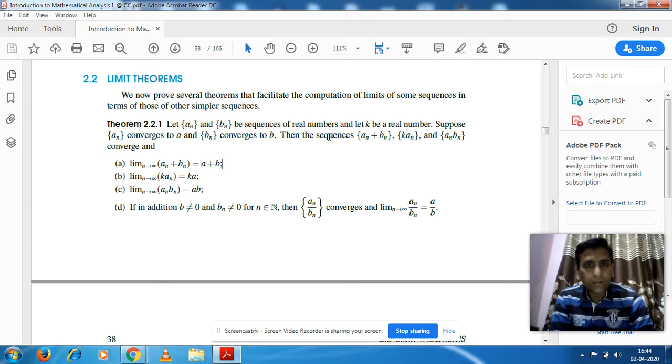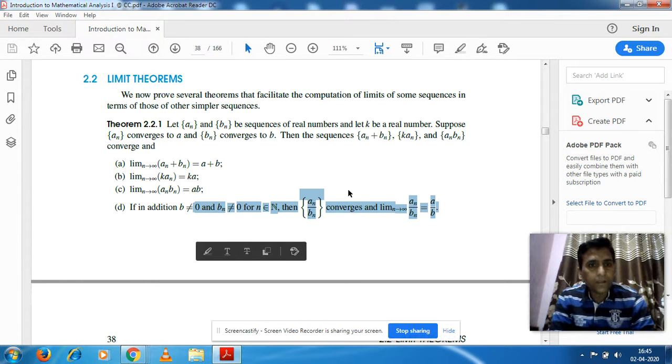Then we have to prove that the sequence created by adding these two sequences, an plus bn, the sequence k times an, and the sequence an times bn, meaning multiplication of two sequences, are all convergent sequences. If we add the sequences, they converge to the addition of their respective limit points. Similarly, if I multiply the sequence by a common scalar, say k, then its limit is also k times a. And in the case of multiplication, their limits are also multiplied.